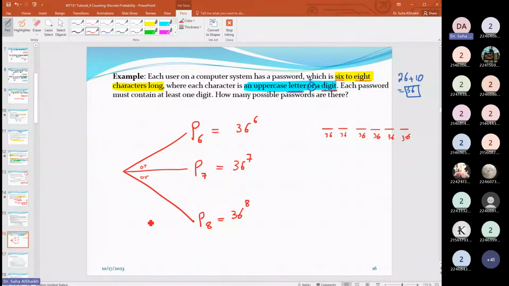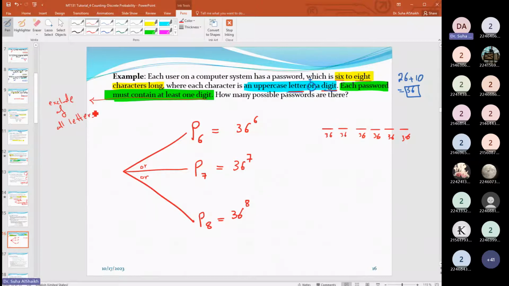Again, add a restriction here. It says that each password must contain at least one digit. It tells me that at least one digit must be present in each password. So to have at least one digit, I'm going to exclude the case of all letters. Right or not?